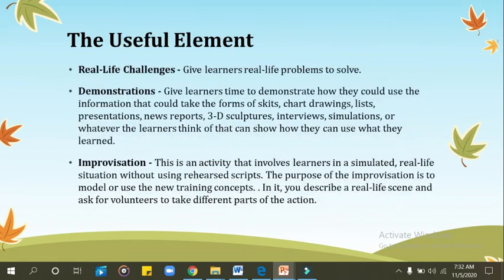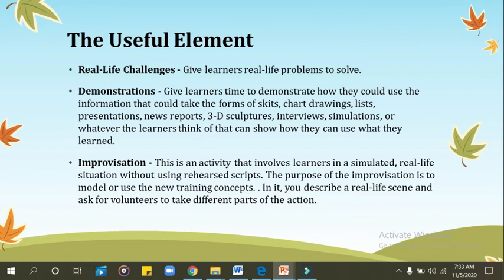Continuing, we have another element, the useful element. The more practical and useful you can make the training content, the more receptive participants will be to learning and using it afterwards. So one of the techniques includes real-life challenges. Give learners real-life problems to solve. Small groups can each work on a different challenge and then report their solutions to the whole group.